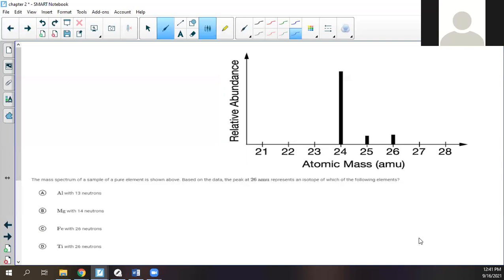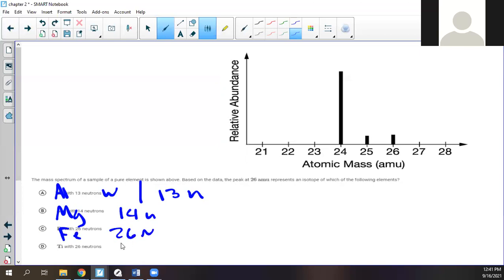Okay, fire away. Can you read this? This says Al with 13 neutrons. This says Mg with 14 neutrons. This says Fe with 26 neutrons and Ti with 26 neutrons. Okay, take a minute and try this one.